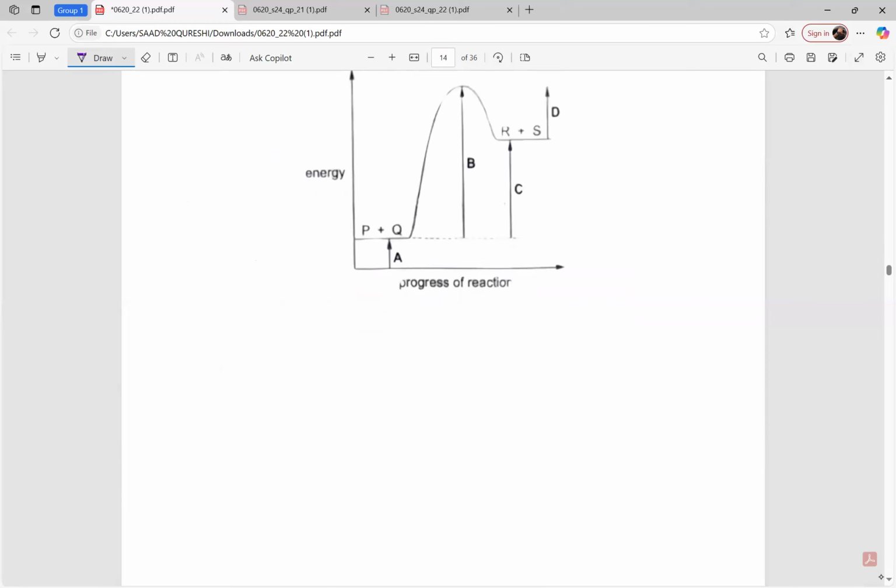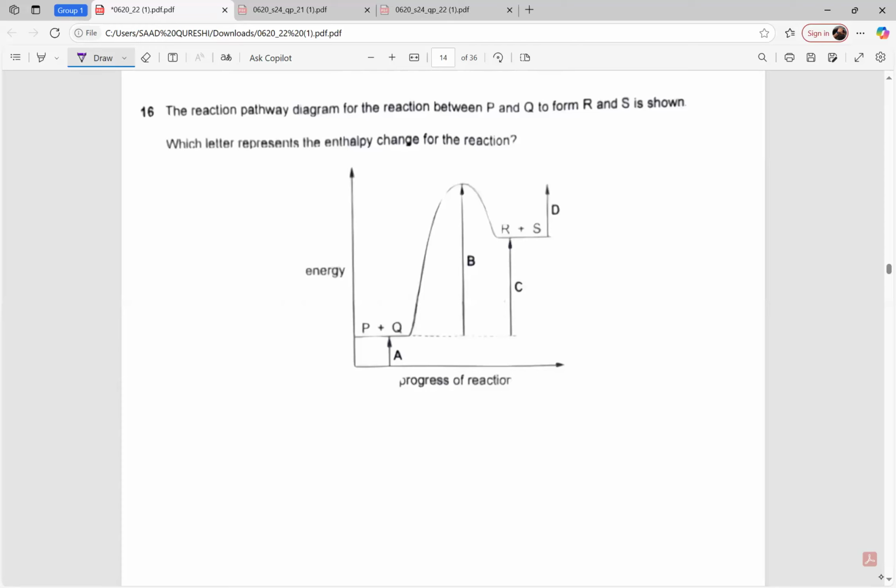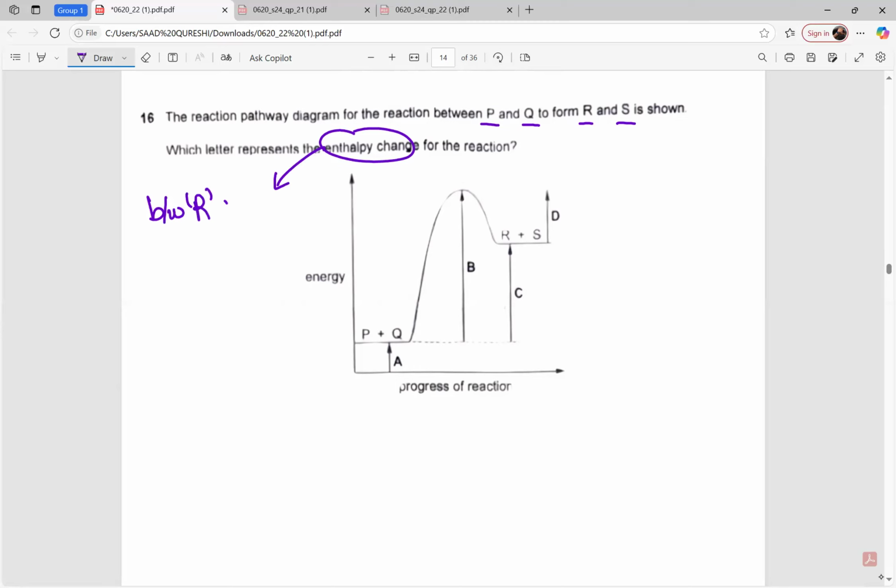Number 16. The reaction pathway diagram for the reaction between P and Q to form R and S is shown. Which letter represents the enthalpy change? The enthalpy change is always between the reactants and the products. So between reactants and products, it's C. This is the reactant line. PQ is the reactant line. R and S is the product line. So between reactants and products is the delta H, enthalpy change.